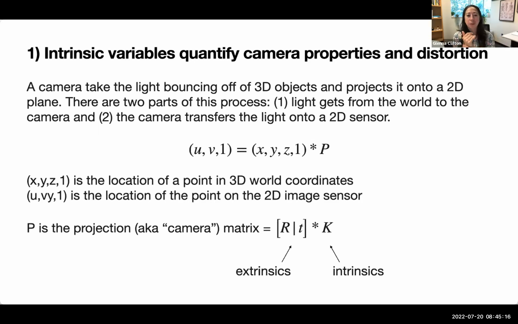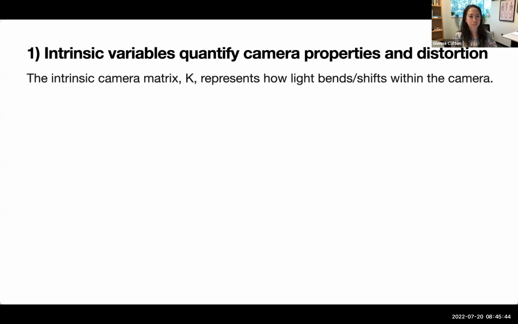But what we're doing is figuring out how light gets from the world to the camera, how it gets to the 2D sensor of the camera. And so we'll be looking to calculate this matrix K, kappa here, which are the intrinsics of the camera. And then the second part, we'll look at both the rotation and the translational variables, so the rotational matrix and the translational vector that define the extrinsic variables of the camera.